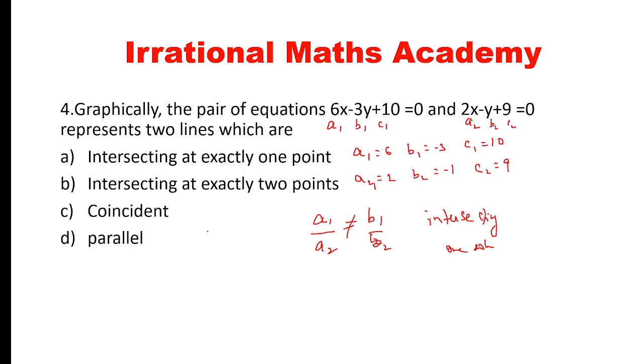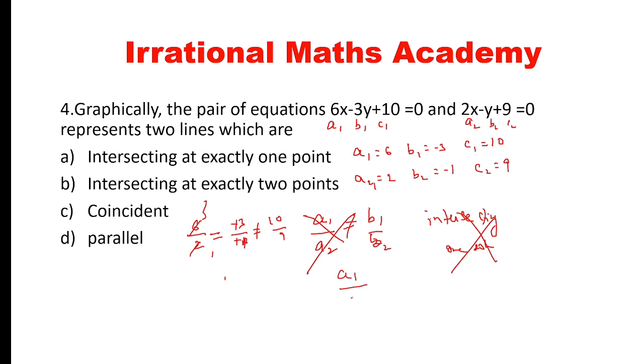Okay, so you can see here 6 by 2 and here minus 3 by minus 1. Minus 1, minus by minus is plus. So 2 threes are 6, 3 by 1 is 3. Oh, it is not this one. So not intersecting lines. And 10 by 9. That means what? It is equal here and this part not equal.